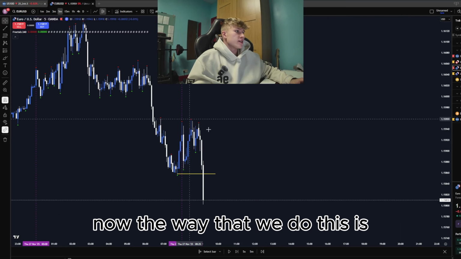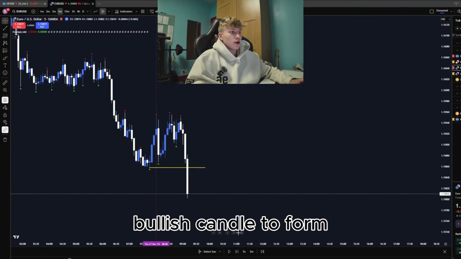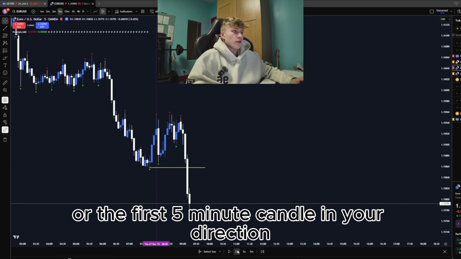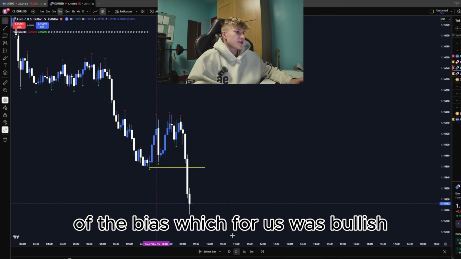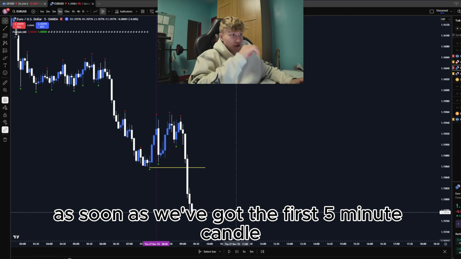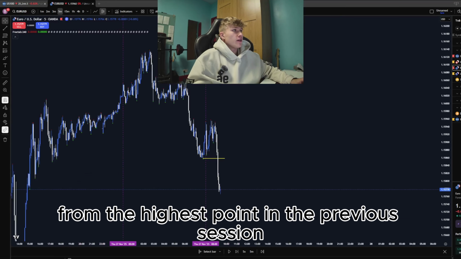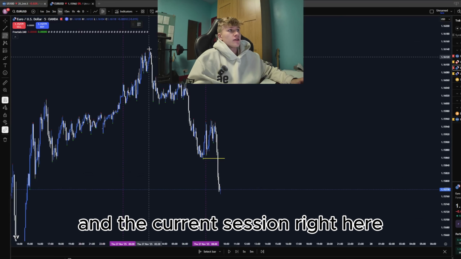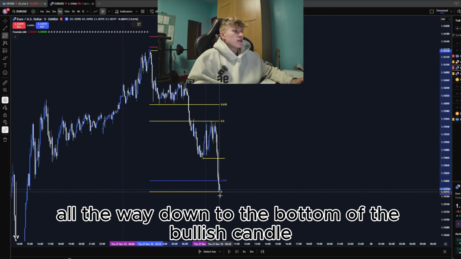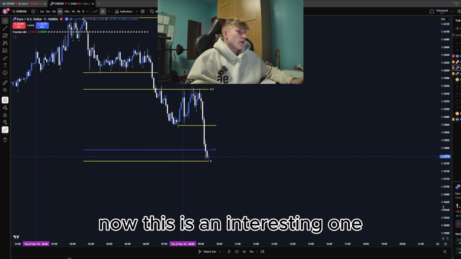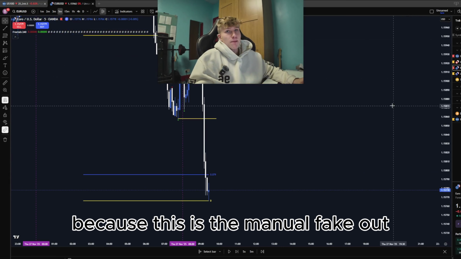The way that we do this is by waiting for the first 5-minute bullish candle to form, or the first 5-minute candle in the direction of the bias, which for us was bullish. As soon as we've got the first 5-minute candle, we can draw the fib range from the highest point in the previous session and the current session, right here, all the way down to the bottom of the bullish candle. Now this is an interesting one because this is the manual fake out.